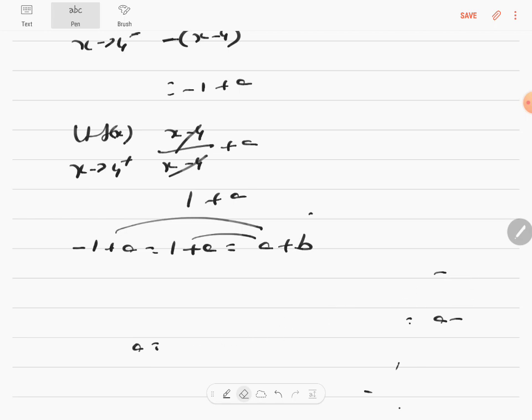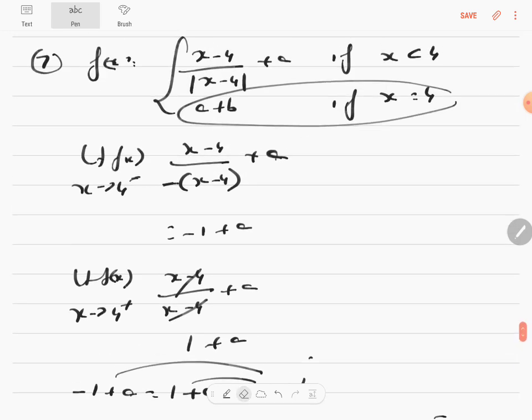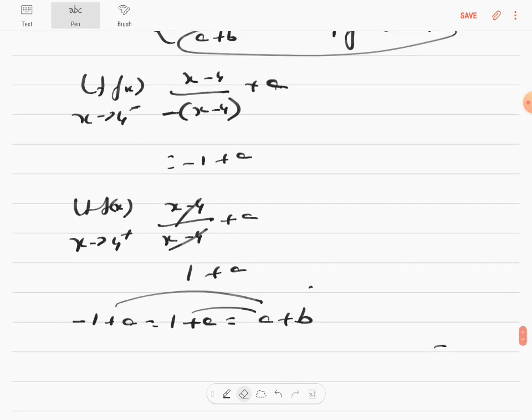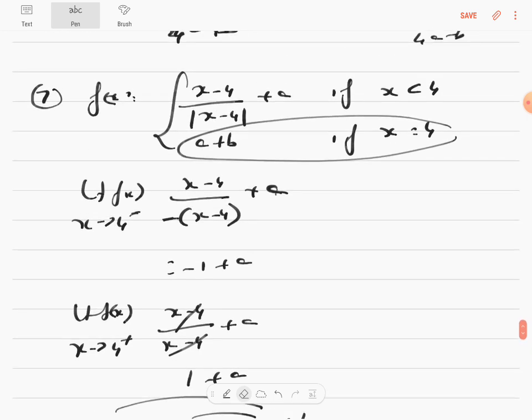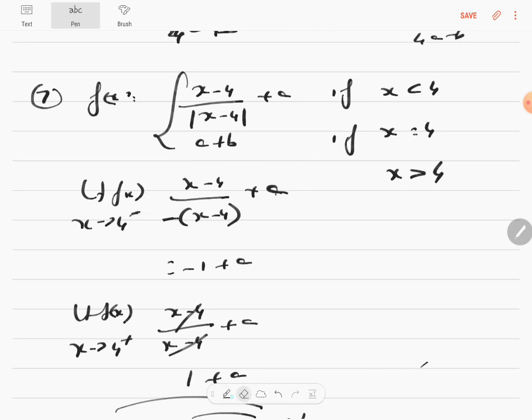Okay, one second, hold on, let me check this sum. Whatever we did is wrong. Let's see. This is mod function. Mod of (x minus 4) by, it's a plus b. This will become minus 1 plus a, and this will become plus 1 plus a. Plus 1, I think it's b. I think I didn't write the question properly. If x is greater than 4, it's (x minus 4) by mod of (x minus 4) plus b.